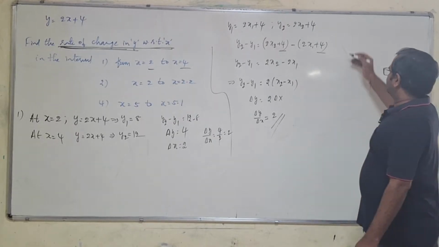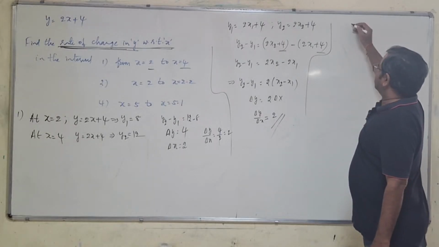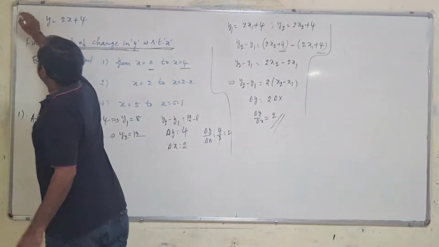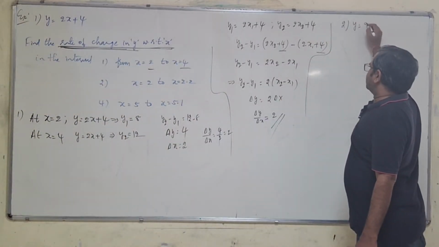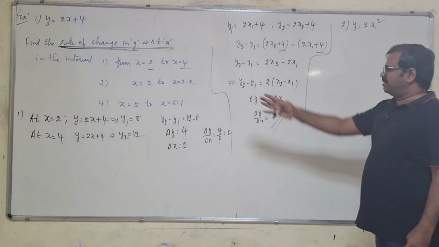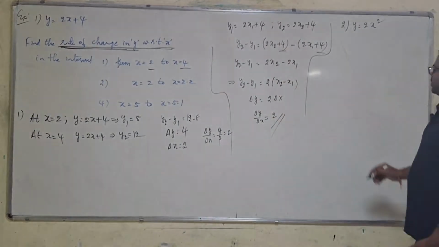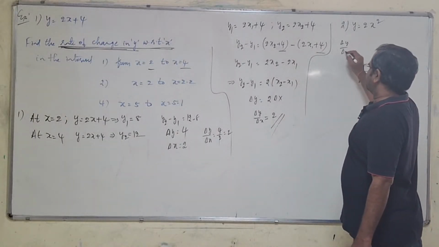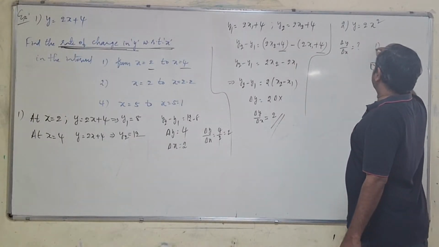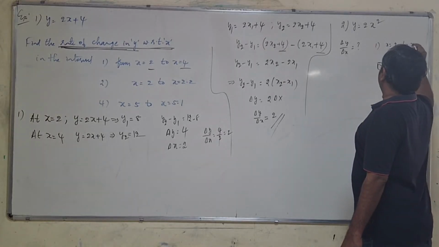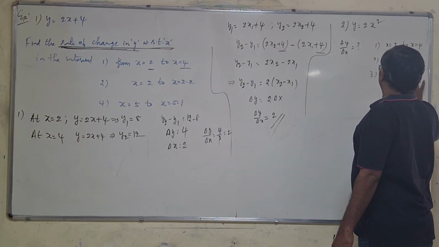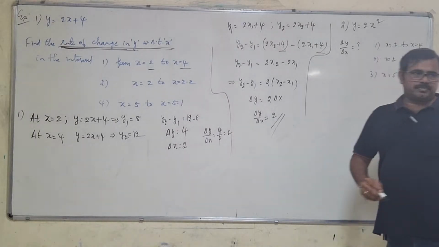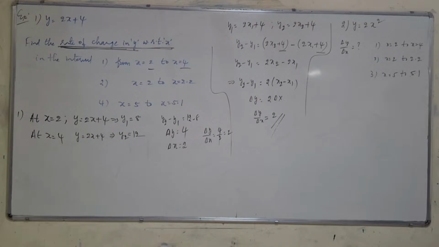Okay, I'll give you one more. Use this. Next example. Y is equal to 2x square. Use this example. Same intervals. Intervals are same. Find delta y by delta x in the interval from x is equal to 2 to 4, x is equal to 2 to 2.2, x is equal to 5 to 5.1. Do it.